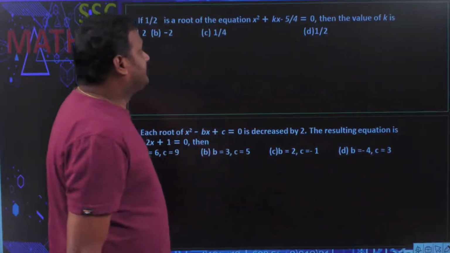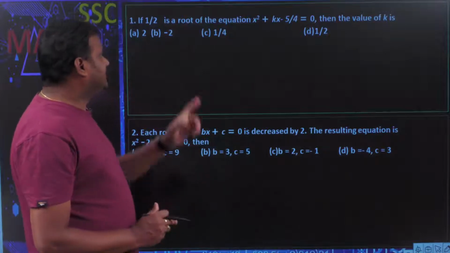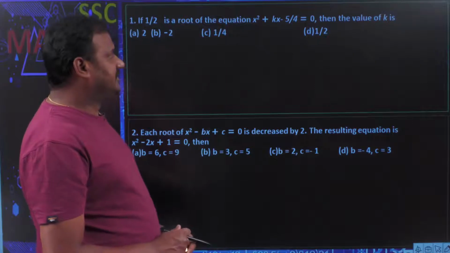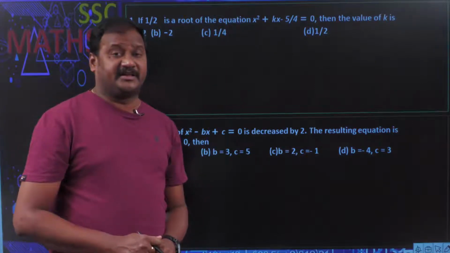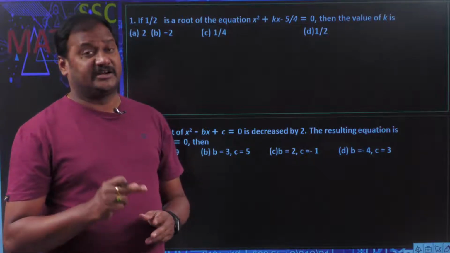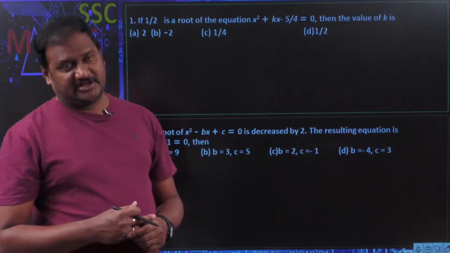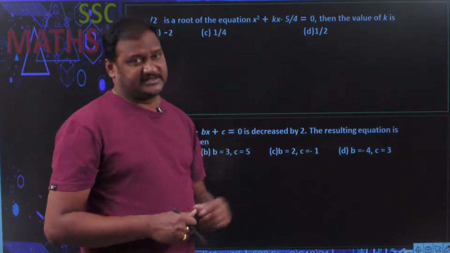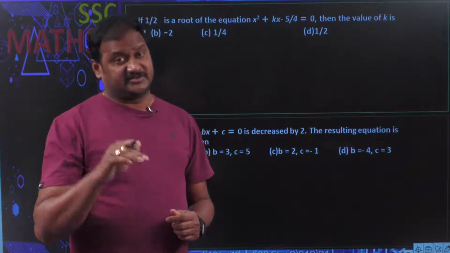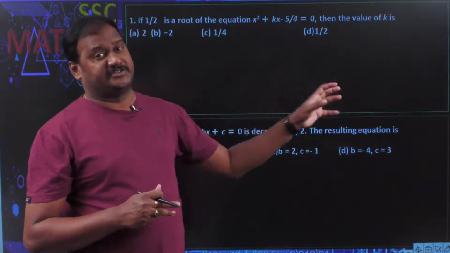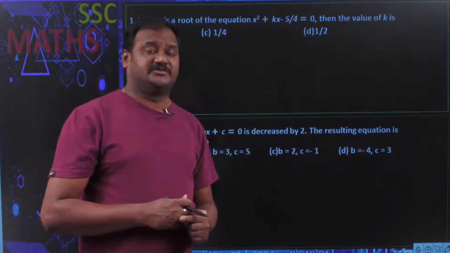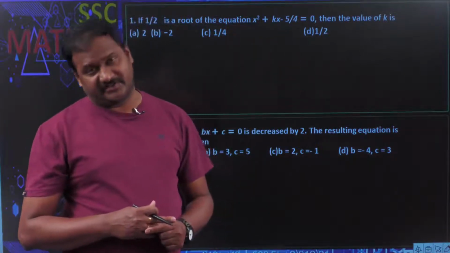See the very first problem: if 1 by 2 is a root of the equation x square plus kx minus 5 by 4 is equal to 0, then find the value of k. What do you mean by root of the equation? Root of the equation is also called the solution of the equation. See, this is the equation in terms of x. For what value of x the quadratic equation is satisfied, those values of x are said to be the solutions or roots of the equation.